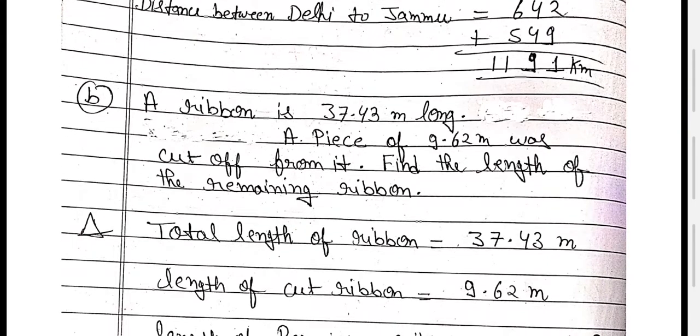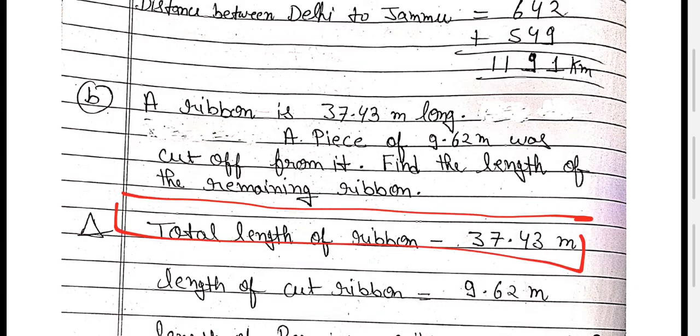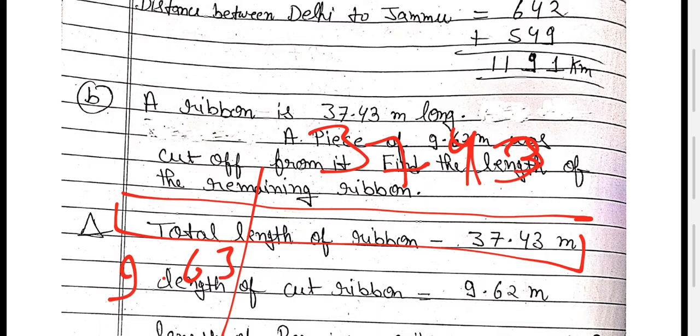A ribbon is 37.43 meter long. Okay, a piece of 9.62 meter was cut off from it. Find the length of the remaining ribbon. Okay, now suppose you have one ribbon. I am drawing here a line just like it is a ribbon, and the total length is 37.43. Now what you do, you just cut it in one piece, and the length of the cut piece is equal to 9.62. Then they have to find the remaining length.